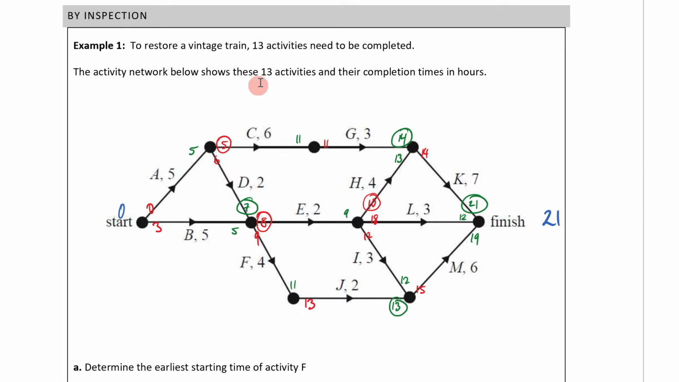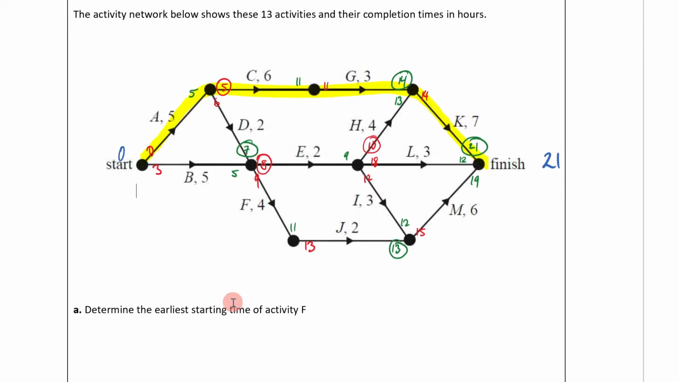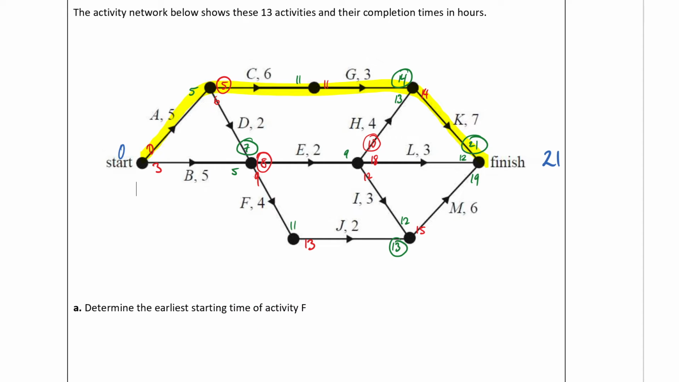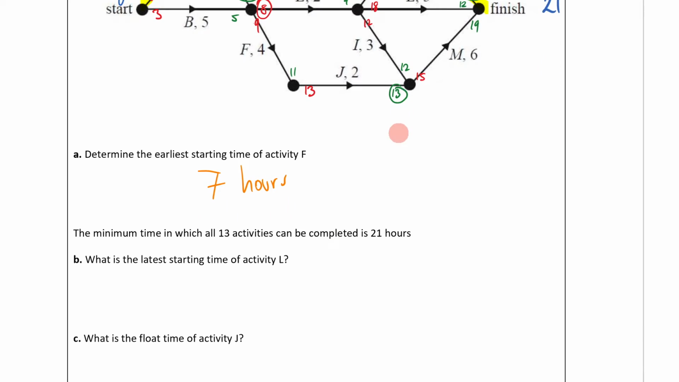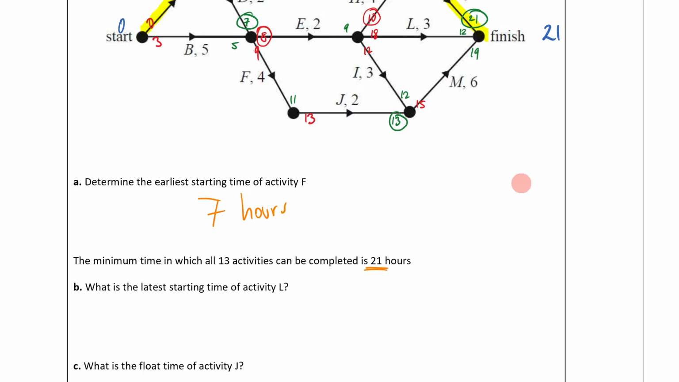Now we can identify our critical path. It's going to be 0, 0, 5, 5, 11, 11, 14, 14, 21, 21. Determine the earliest start time of activity F. Where's activity F? Here it is. So the early start time of activity F will be 7 hours. Next, the minimum time in which all 13 activities can be completed is 21 hours. Hey, that's what we found.